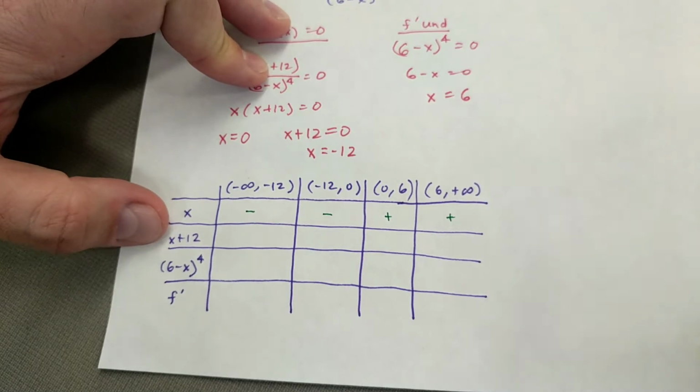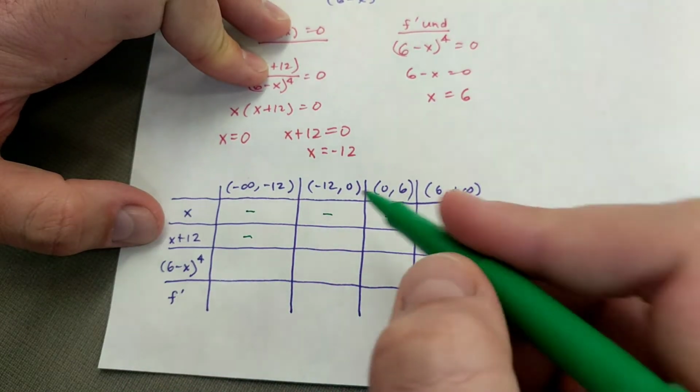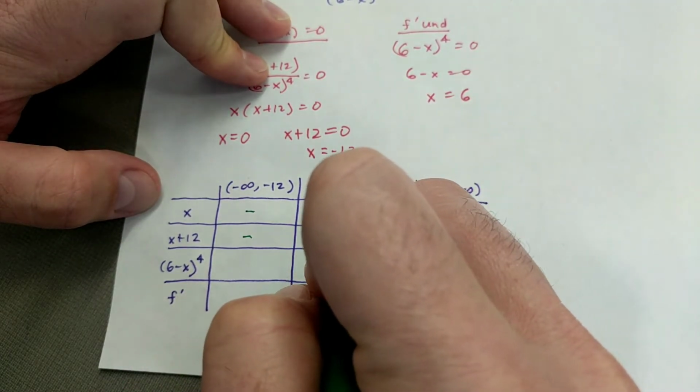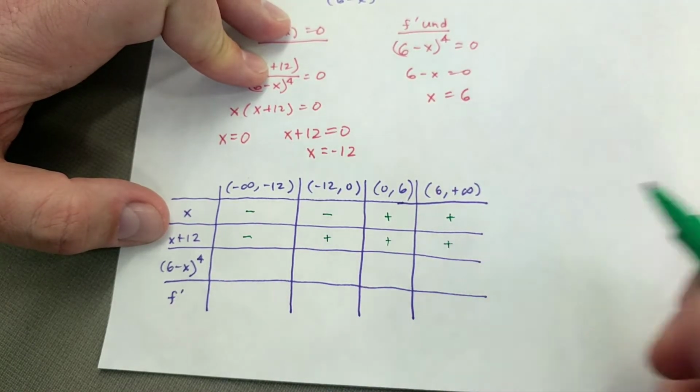All right. Here, again, you can think about a value. If you plug in like negative 16, you're going to get a negative. But here, if you plug in like negative 8, you're going to get a positive from x plus 12. This will be positive. That will be positive.